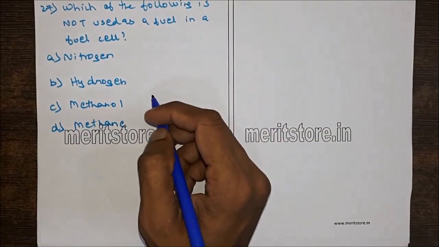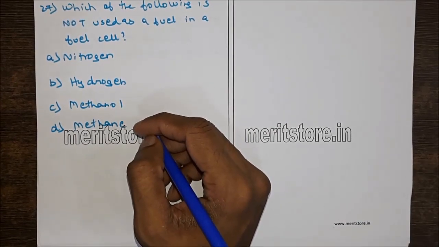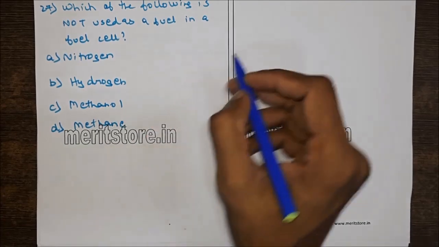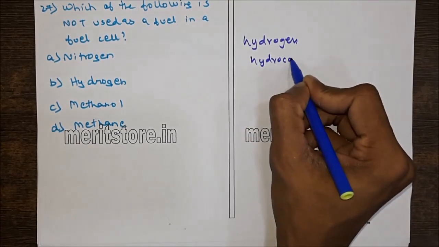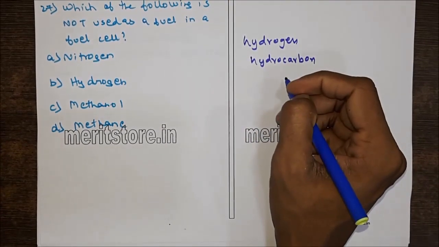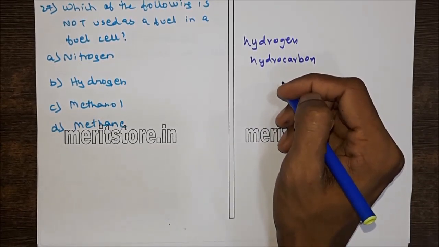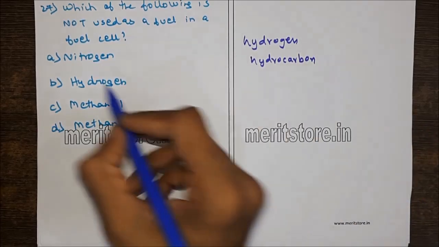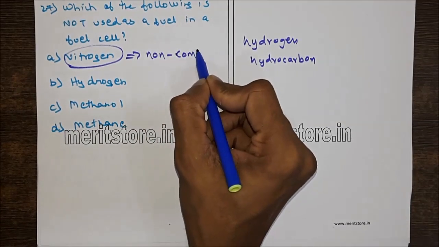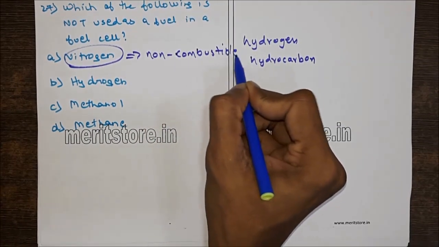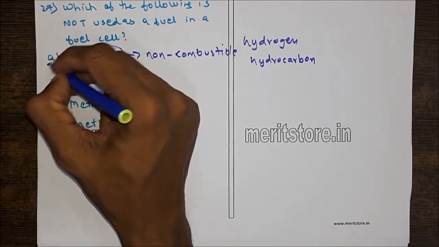Which of the following is not used as a fuel in a fuel cell? We are given 4 options over here. In a fuel cell, fuels which can be used are hydrogen, hydrocarbon, or any other compound which has high heat of combustion. Hence, nitrogen cannot be used in the fuel cell as it is non-combustible. Therefore, nitrogen is not used as a fuel in a fuel cell. Therefore, option A is the correct answer.